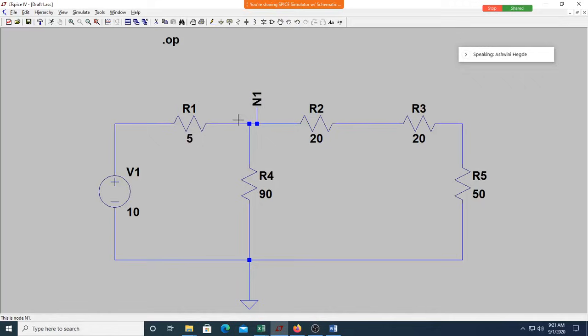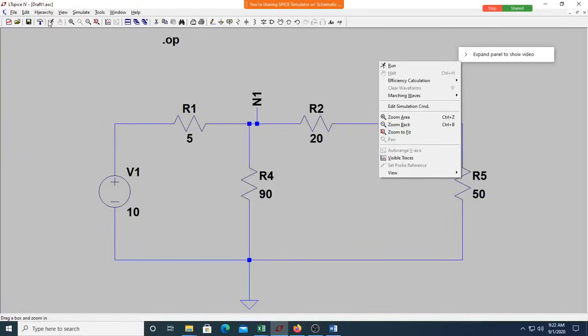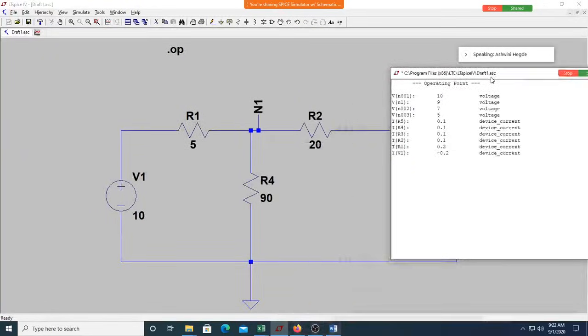So what is the current entering this node? As per our assumption, the current flowing through R1 is entering node N1. What are the currents leaving N1? It is the current going to R4 and R2. Am I correct? Yes, sir. Shall we verify that? How much is the current going through R1? 0.2 ampere. That is 200 milliamperes. Correct? Yes, sir.